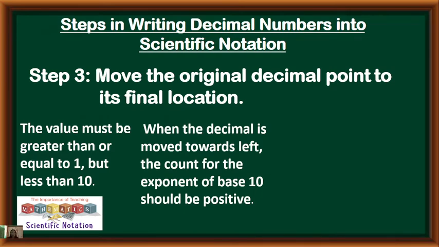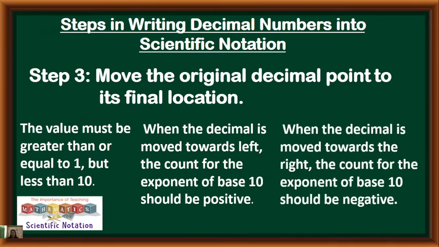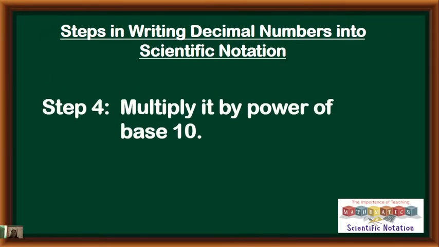When the decimal is moved towards the left, the count for the exponent of base 10 should be positive. So if you move to the left, the exponent of your base should be positive. When the decimal is moved towards the right, the count for the exponent of base 10 should be negative. So moving to the left, we have positive. Moving to the right, we have negative. Okay, next. Step number 4, multiply it by the power of base 10.